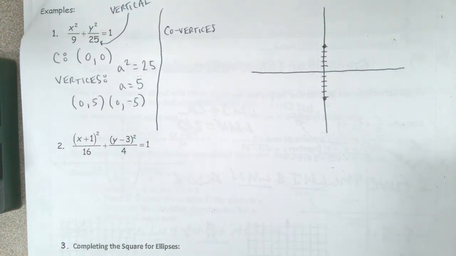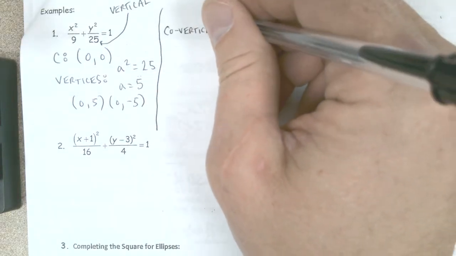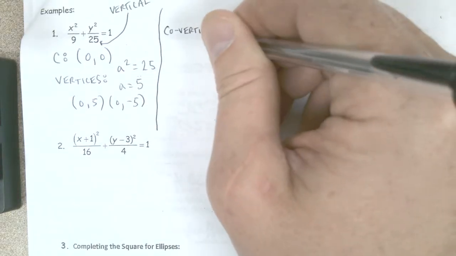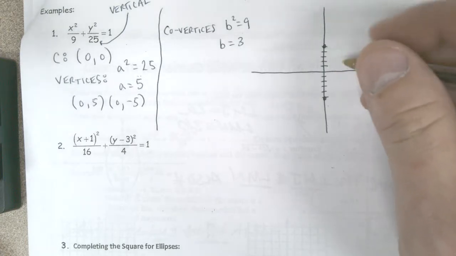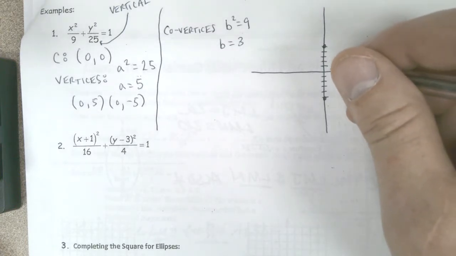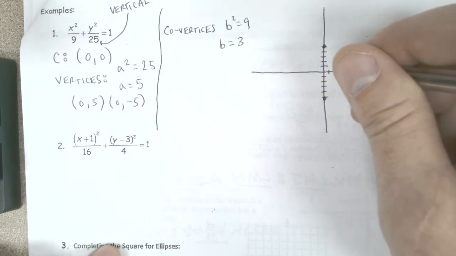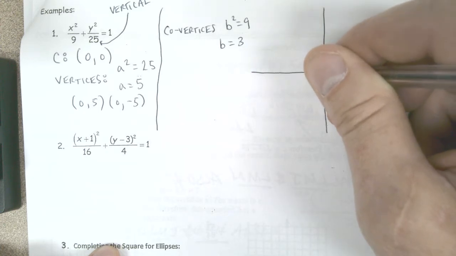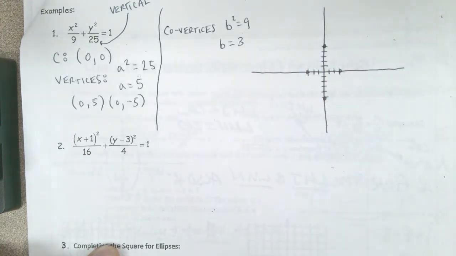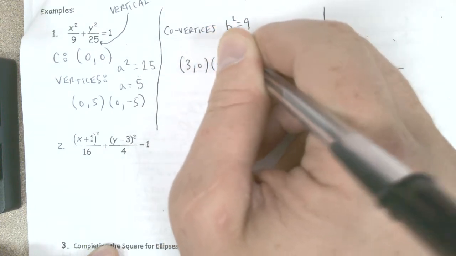And that's told to us by our b value. So we know in this one that b squared is equal to 9. So b would have to be 3. Well, our minor axis is going to go horizontally because it's underneath the x. So we're going to count right 3 and left 3. And those 2 points are going to be 3, 0, negative 3, 0.